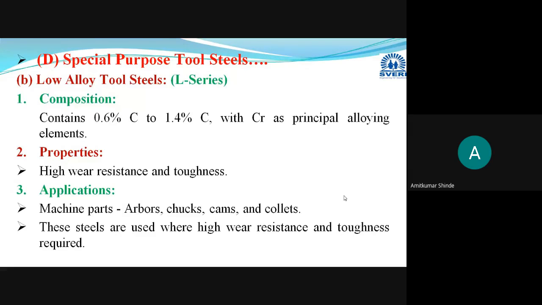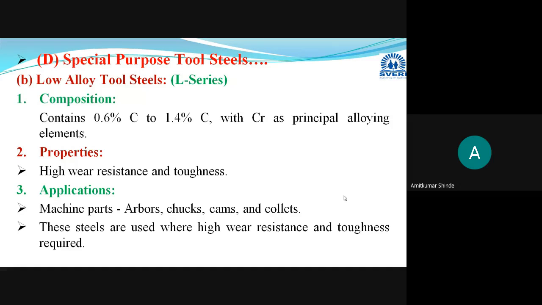Now the applications for this low alloy tool steels, these are used in the different machine parts. Okay, like R bars are there, then chucks are there in your lathe machine, then different cams, different collets are there. For that, these steels are used, these are the special or specific application. That's why these are categorized in the special purpose tool steels as a low alloy tool steel.